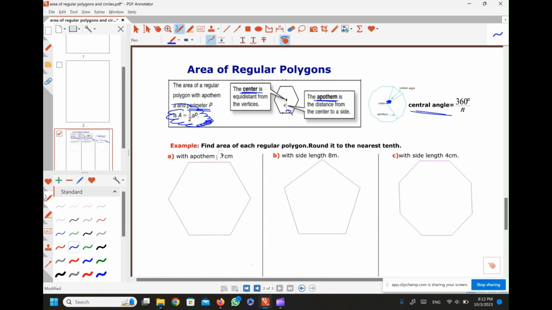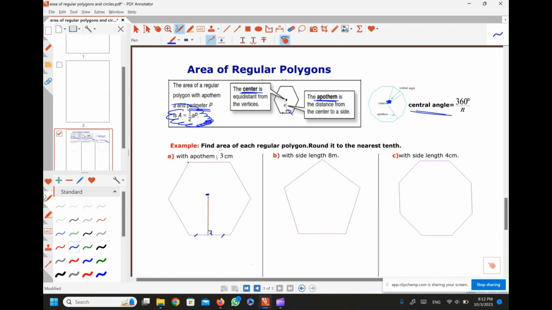The questions are all asking about area of a regular polygon and we're asked to round it to the nearest tenth. So in the first one, apothem is given. Apothem, remember, is a perpendicular distance that can be drawn from the center to the center of any side. So let's drop down a perpendicular distance. This is your apothem, let's say. It's 90 degrees and it divides the angle into two equal parts.